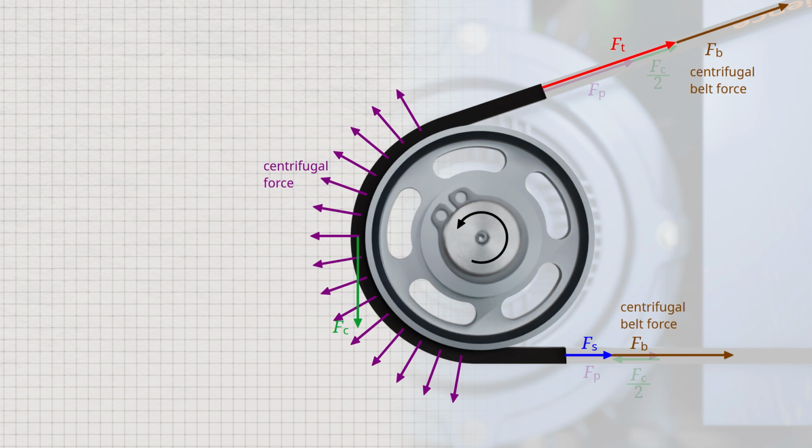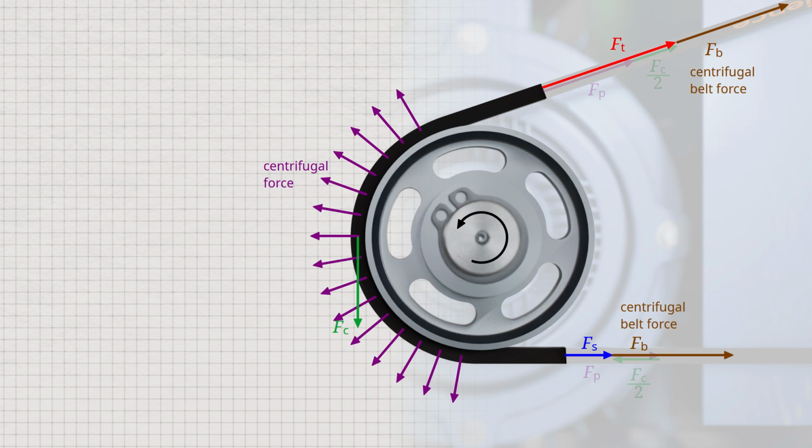It is important to distinguish between centrifugal force and centrifugal belt force. In the following, centrifugal force refers to the radial centrifugal force in the rotating belt sections that tries to lift the belt off the pulley. Centrifugal belt force, on the other hand, refers to the force in the straight sections of the belt that results from the centrifugal forces and is ultimately in equilibrium with them.